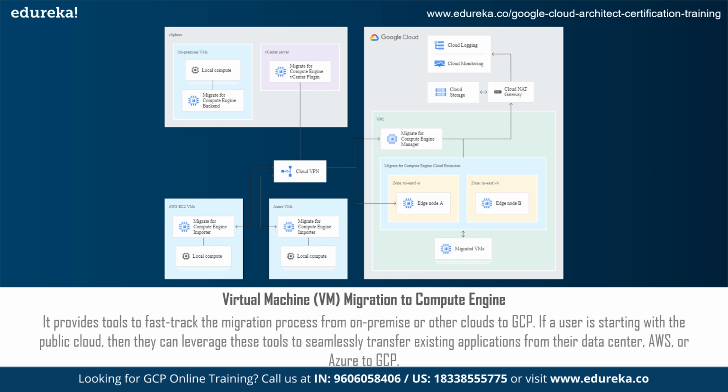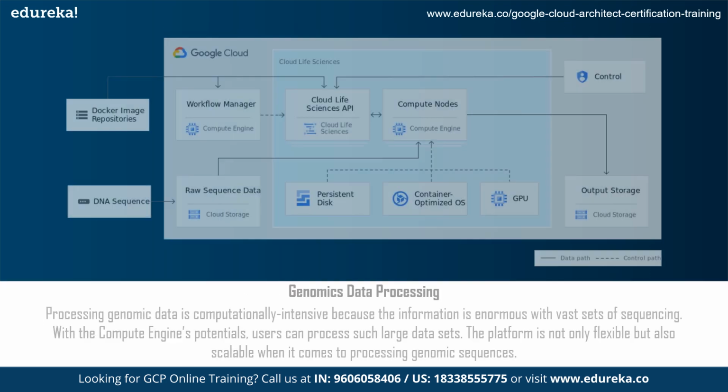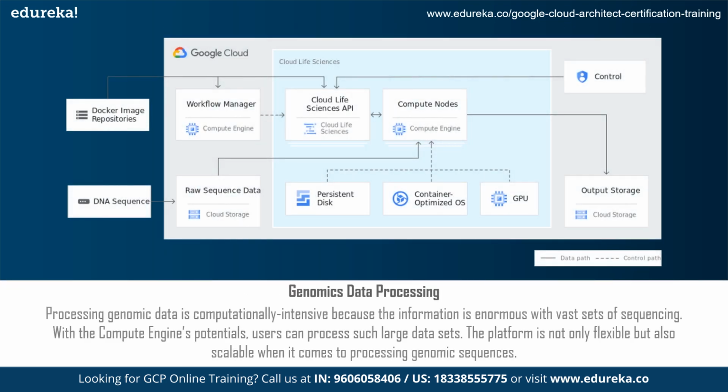Users can then have their applications running on Compute Engine within minutes while the data migrates transparently in the background. That's how virtual machine migration works. Then we have genomics data processing, as you can see in the chart how it works.